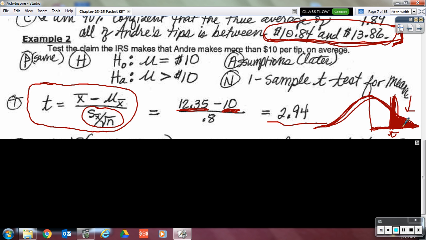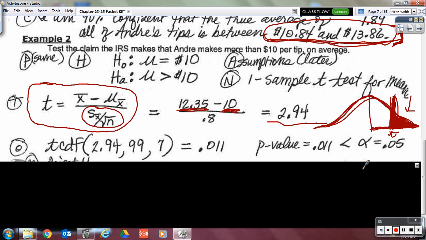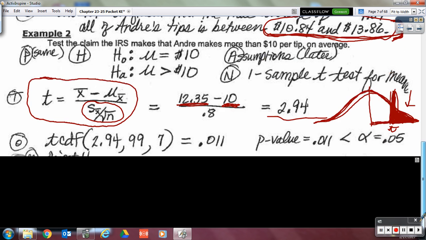Yep, it's not normalcdf, but tcdf, from 2.94, sorry, tcdf from that t to infinity, comma, degrees of freedom, which is 7. And that is an area of 0.011. So that's a pretty small amount up there in that tail, 0.011.